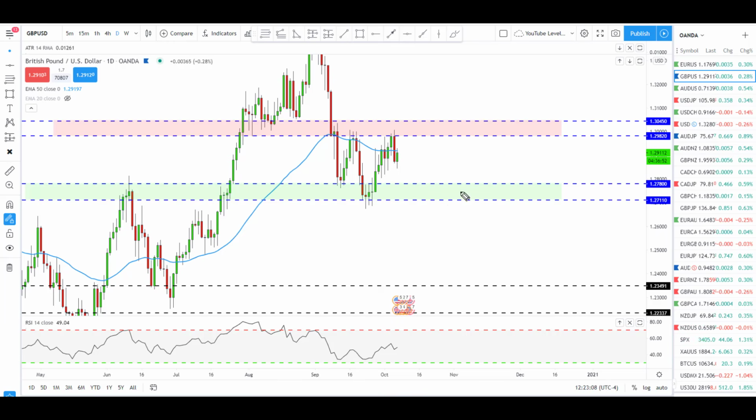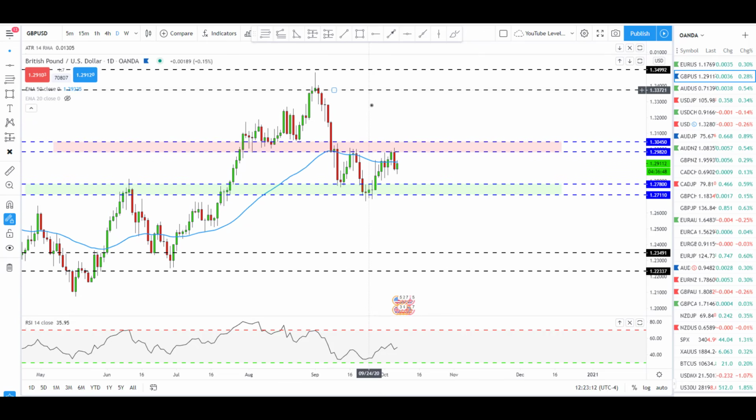So I'm looking for long trades out of that green area. For short trades, it will not happen for me unless we get up to here in terms of swing trading. I won't be looking for short trades on the pound dollar until 1.3499 and 1.3372. So those are the areas I'm paying attention to for possible trades here on the pound dollar.